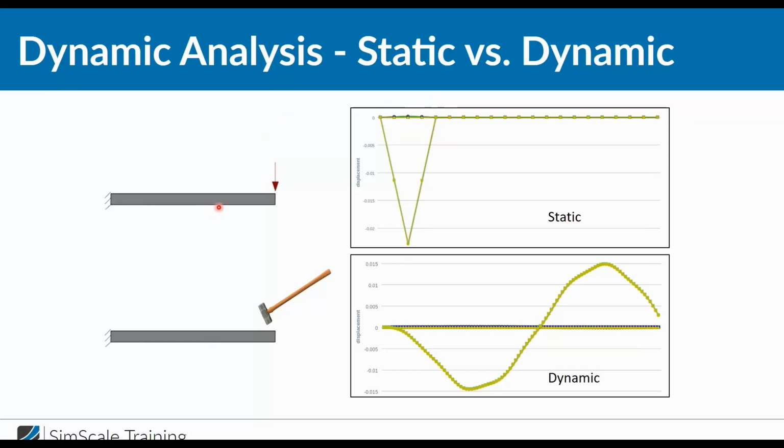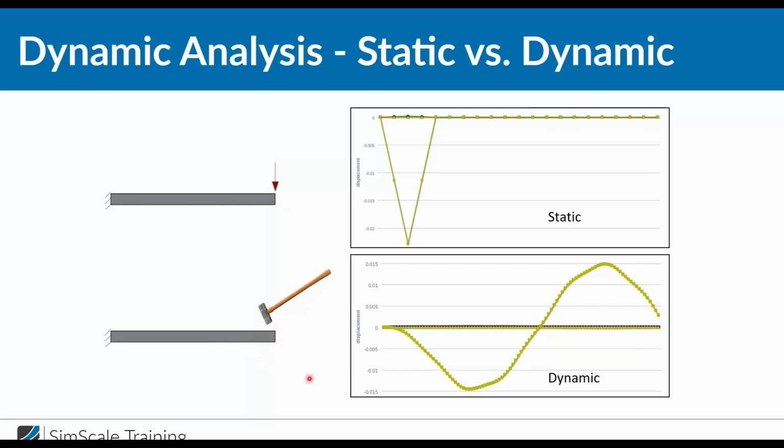The big difference between static and dynamic is that in statics, the changes between these different load states are considered so slow that everything will recover to its initial state after you remove the load. For example, here we will have a displacement of this end. It will go down, we remove the load, and it will go up.